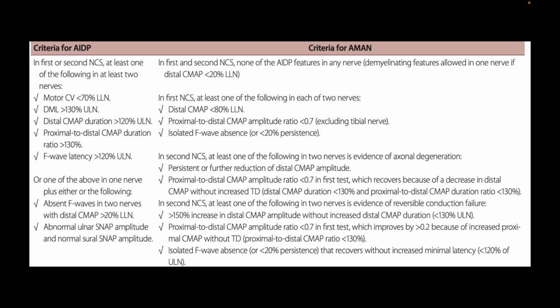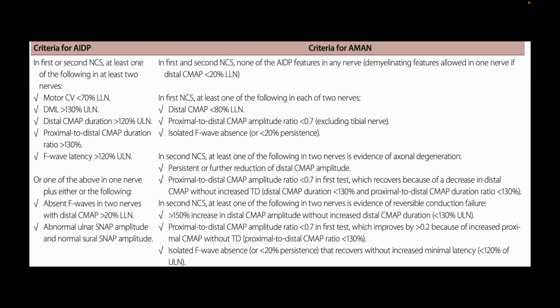So first, for the demyelination, the first thing that will be affected is the motor conduction velocity. The motor conduction velocity will be less than 70% of the lower limit of normal. This suggests that the nerve impulses are moving more slowly than expected. The next is distal motor latency, which has to be more than 130% of the upper limit of normal. This indicates that there is a delay in the initiation of the muscle action potential after the stimulus, which is another hallmark of a demyelinating disorder.